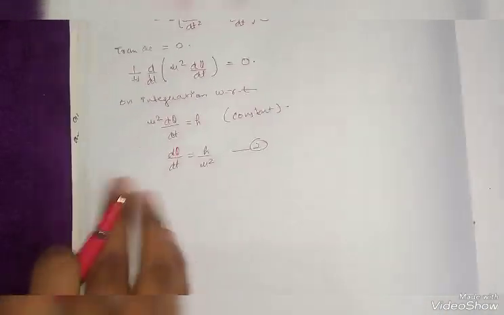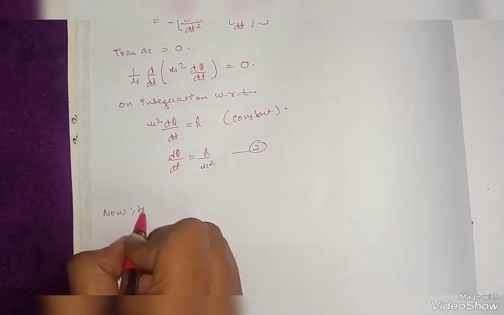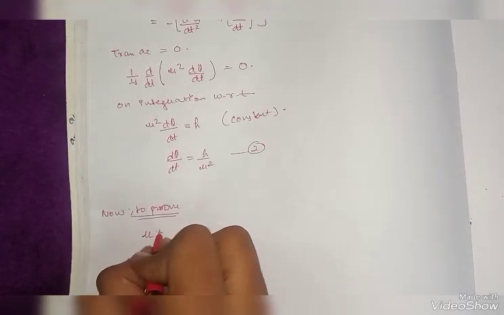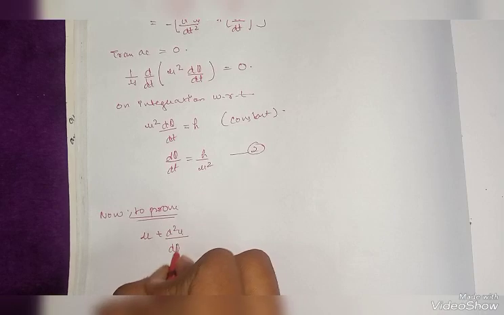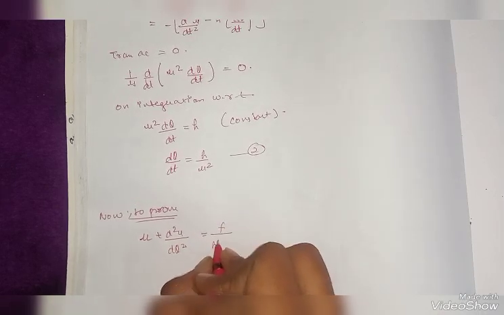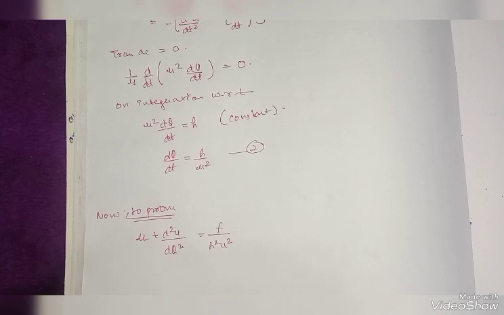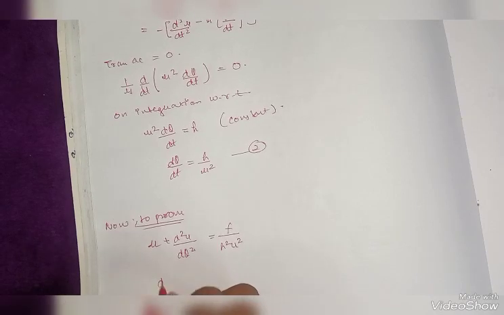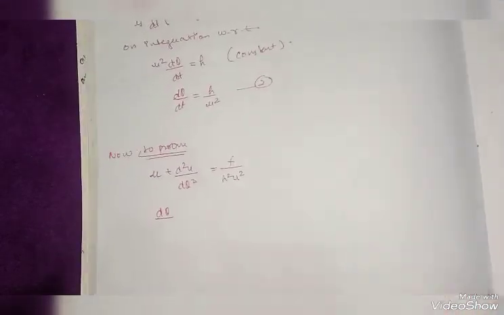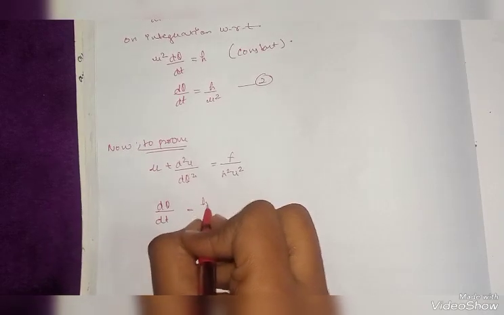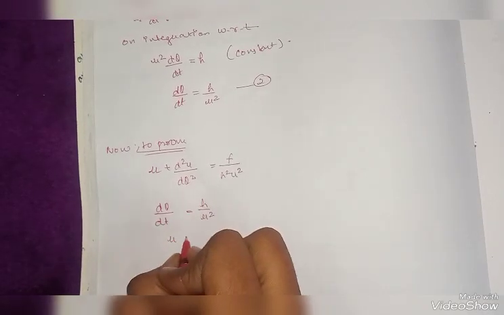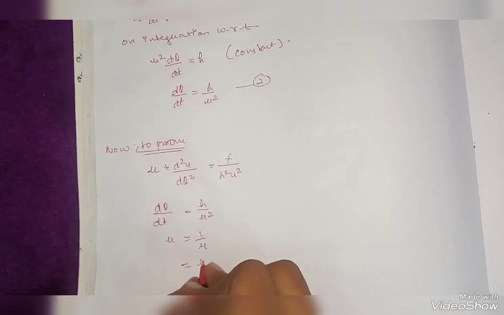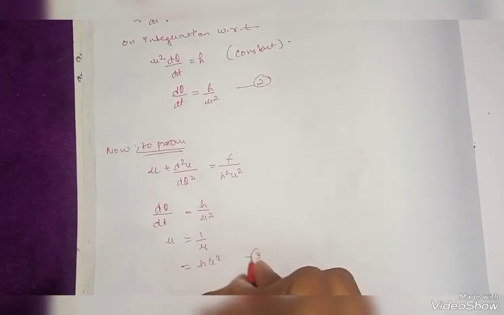Now in the question, we have been given to prove that u plus d square u by d theta square is equal to f by h square u square. From equation 2, we know d theta by dt is equal to h by r square. u is 1 by r, so d theta by dt will be h u square. Let it be equation number 3.